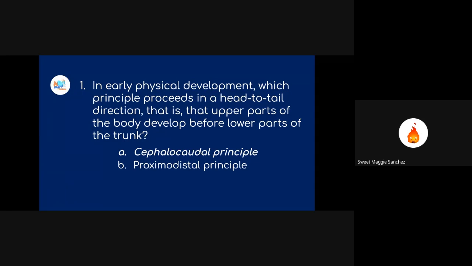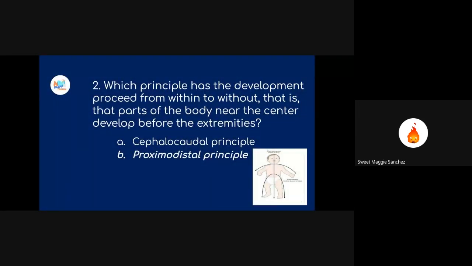So how does the child grow? It starts from head to toe. Yes. Okay. Question 2. Which principle has development proceed from within to without? That is, the parts of the body near the center develop before the extremities. So the correct answer is proximodistal principle.